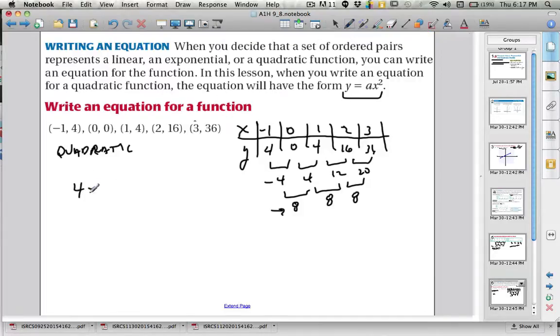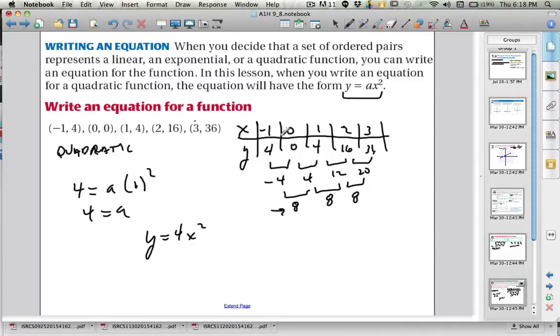So I know that 4 was equal to a times 1 squared. So if I go ahead and divide by 1, I get a is equal to 4. So theoretically, we have y is equal to 4x squared.